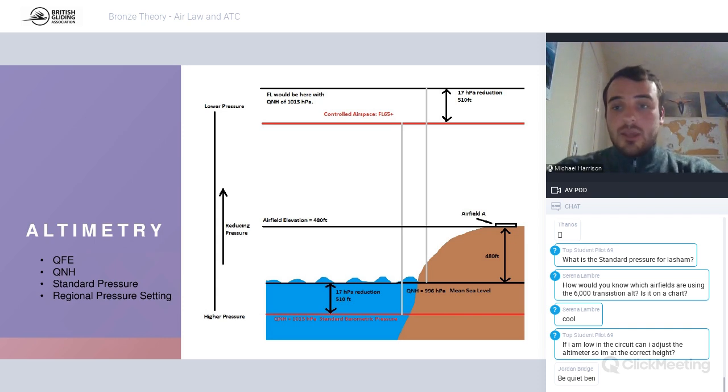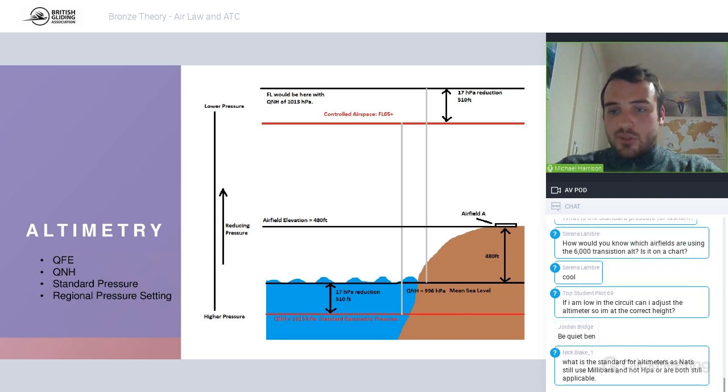Regional pressure settings are something you can use if you need to use an altitude rather than a flight level, and there's not another QNH for you to set. Now, it's really important to realize that the regional pressure setting is not a QNH, even though it gives you an altitude.